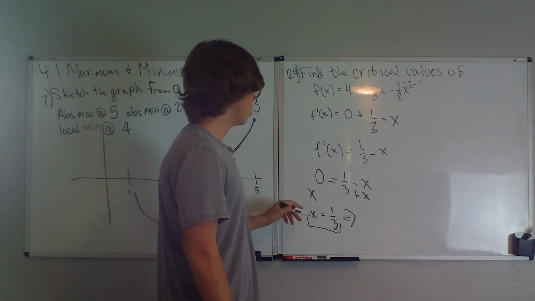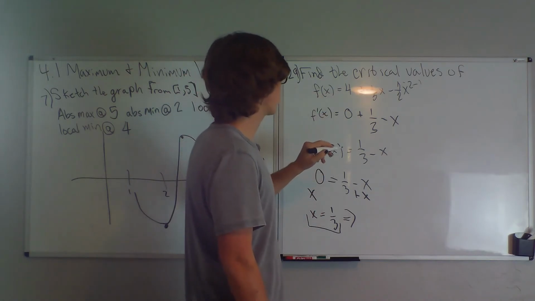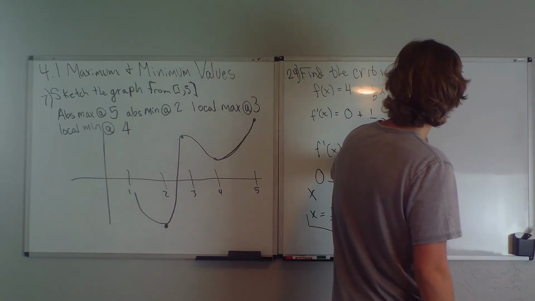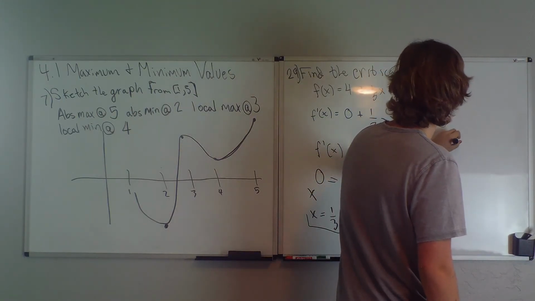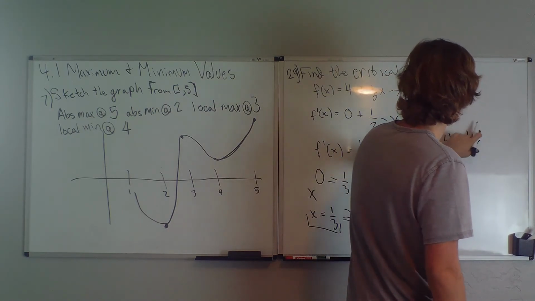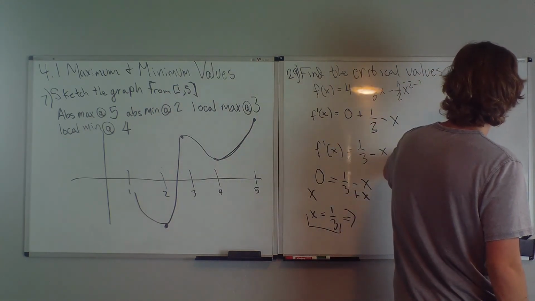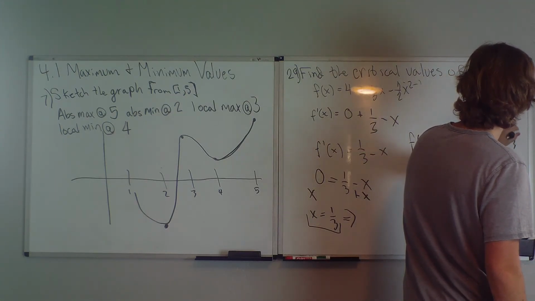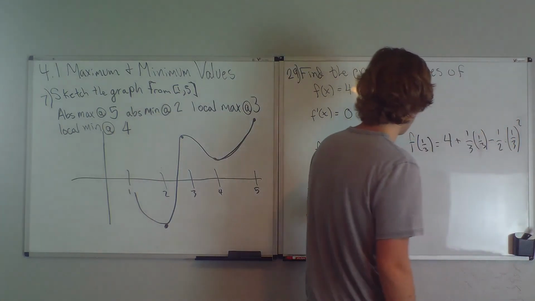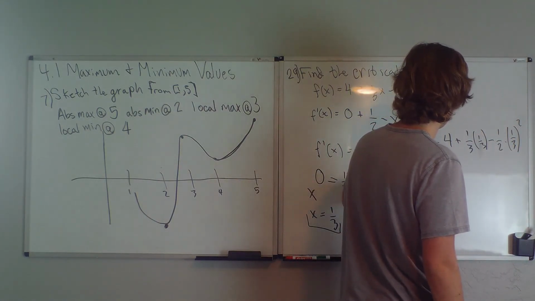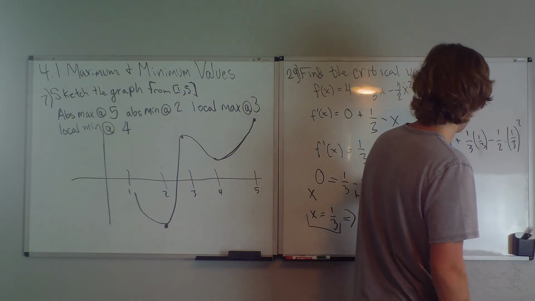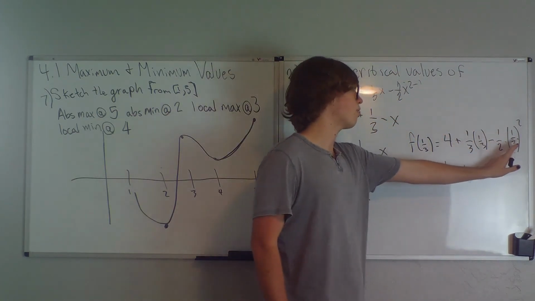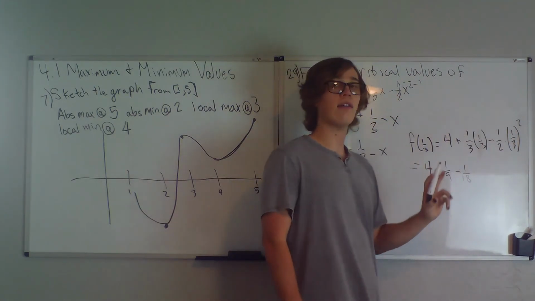Well, what do we do next? We take this 1/3 and now we plug it into the original function. And what do we get? We get f of 1/3 is equal to 4 plus 1/3 times 1/3 minus 1/2 times 1/3 squared. Okay, what is that? That's equal to 4 plus 1/9 minus 1/18. Right, where do I get that? 1/3 squared is 1/9 times 1/2 is 1/18.